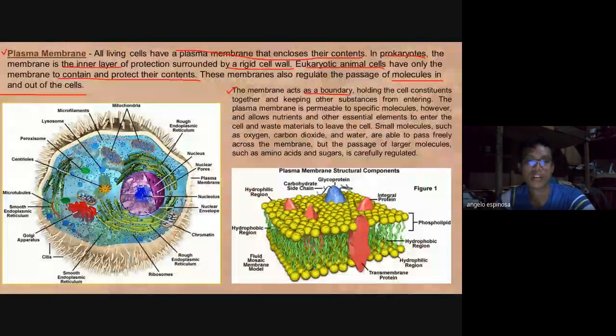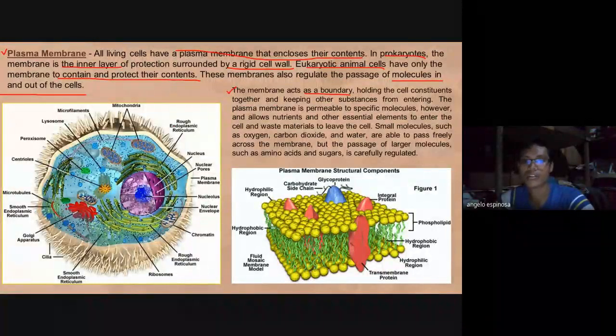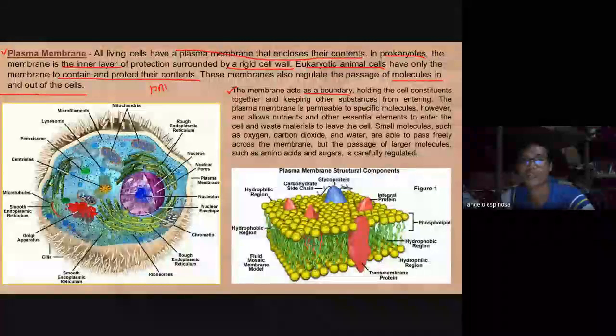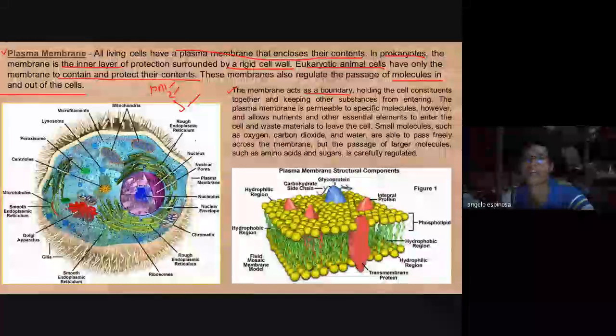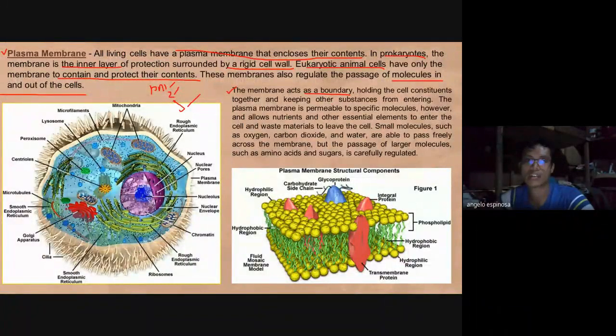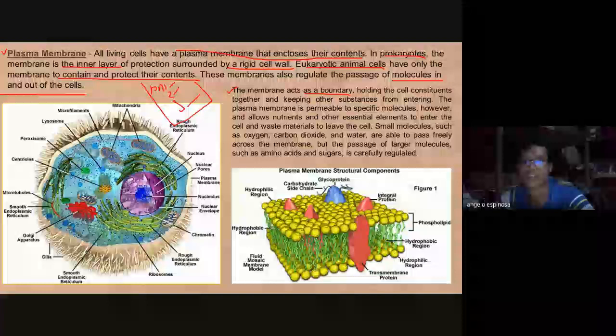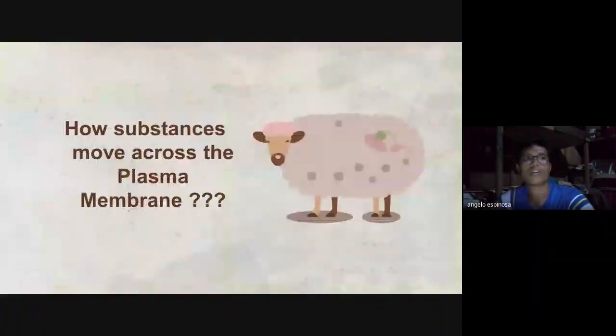Okay, so let's proceed now. So that's all the parts of the cell. Kaya sinabi niya na the membrane in the prokaryotes is the inner layer. Kasi yung plasma membrane, meron tayong tinatawag na PM1, 2, and 3: inner layer, middle layer, and the outside layer. Usually sa prokaryotes yan. Pag-usapan natin when we reach crop protection. Okay? So, how do substances move across the plasma membrane?